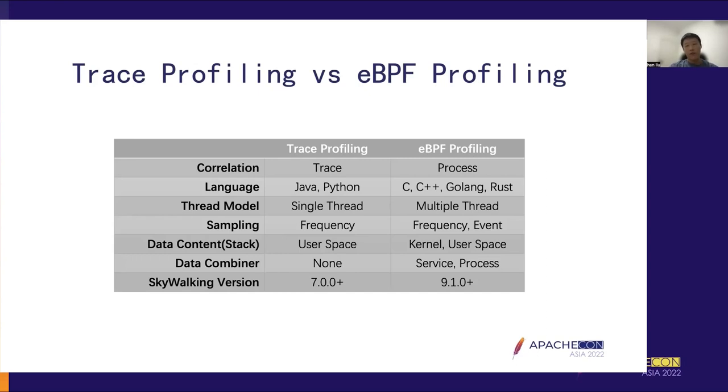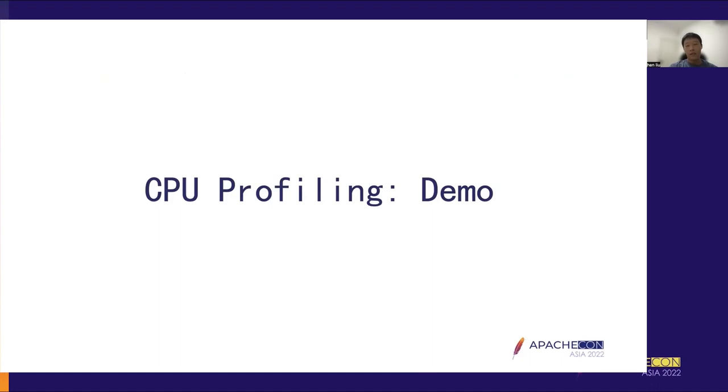For the required version of SkyWalking, trace profiling requires version 7. The eBPF profiling requires version 9.1.0. Okay, in this section, I will bring a demo of the CPU profiling. I will take you step by step from deploying the application to analyzing the on-CPU profiling result.